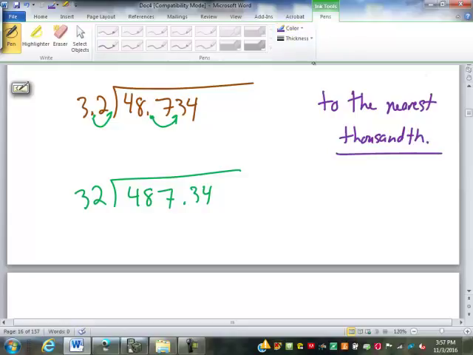So let's do that. 32, does it go into 4? No, so we'll leave it blank there. Does it go into 48? Yes, 1. So we're going to subtract 32. Get 16.